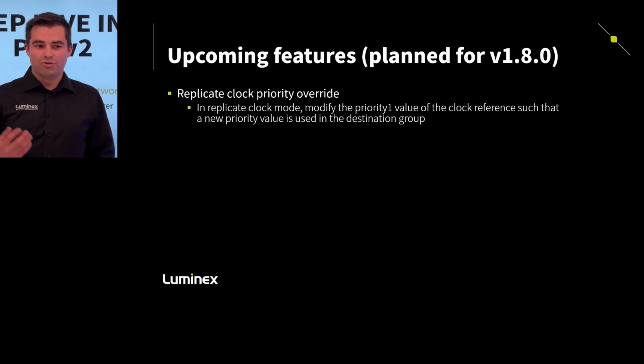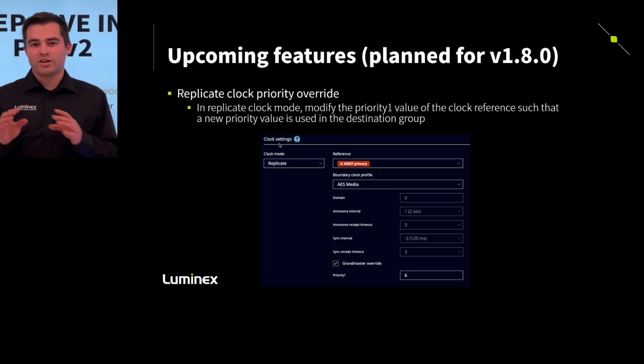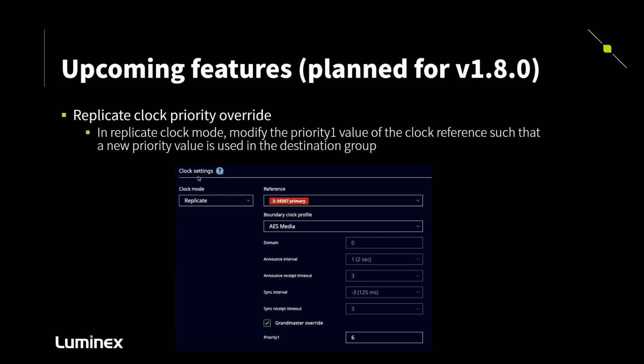There's also something new in replicate clock mode. In this mode, you can now not only change the clock profile, but you can also override the priority 1 value of your grandmaster. This can be handy in very specific situations. For example, if you have a specific device in this group with a low priority 1 value, and that's therefore not wanting to accept the grandmaster, which has a higher priority 1 value, then you can come in here and override the priority 1 value with a lower value compared to that device, and it will only affect this group. You can leave the grandmaster and all other groups unchanged.